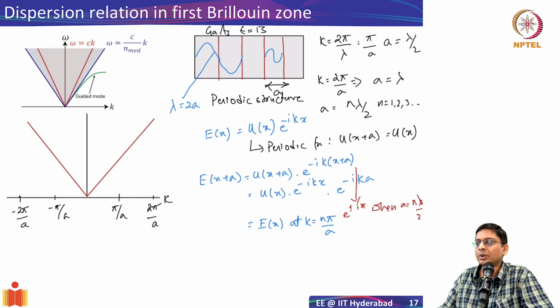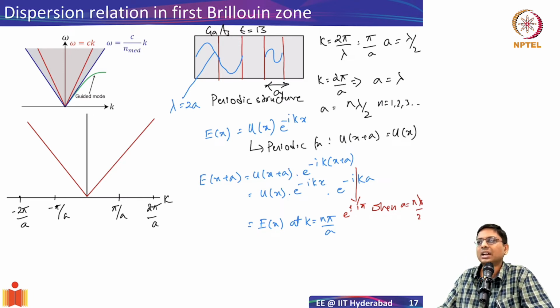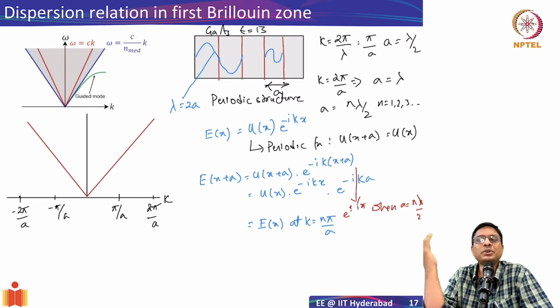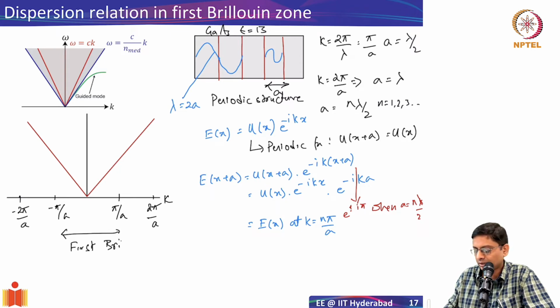Okay. So what we can conclude from this is that the distribution of the electric field is the same, only the energy is slightly different, that's it. So instead of having a dispersion relation like this, we can truncate it, because this range is what is known in the literature as the first Brillouin zone. First Brillouin zone.